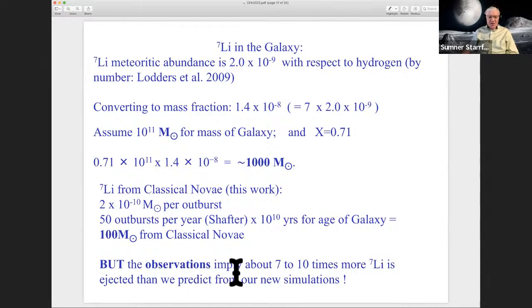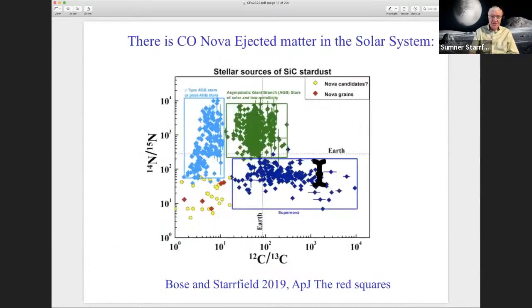The observations, look at papers by Paolo Malaro et al. They get about 7 to 10 times more lithium than we predict. But hey, that's close enough for astrophysics.